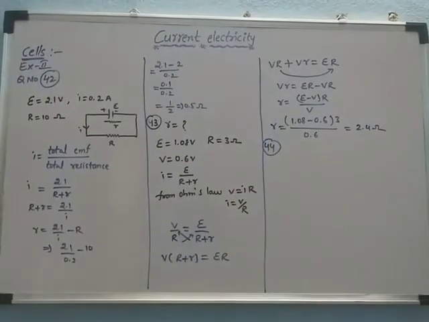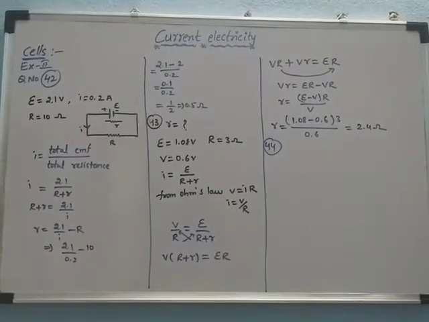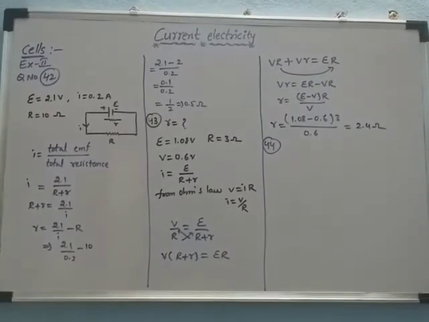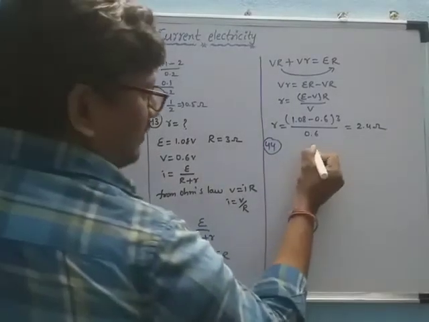A primary cell has an EMF of 1.5 volt. When short-circuited, it gives a current of 3 amperes. Then find the internal resistance of the cell. See, what is the primary cell? So this is the primary cell.